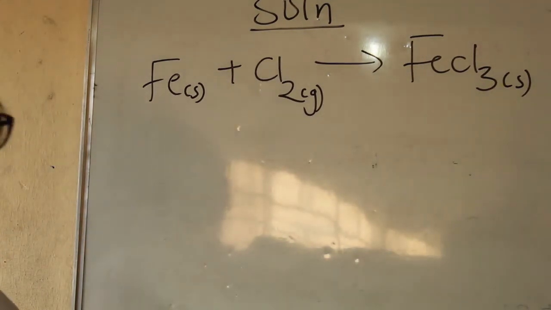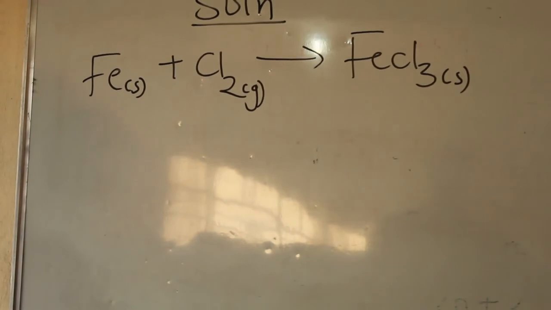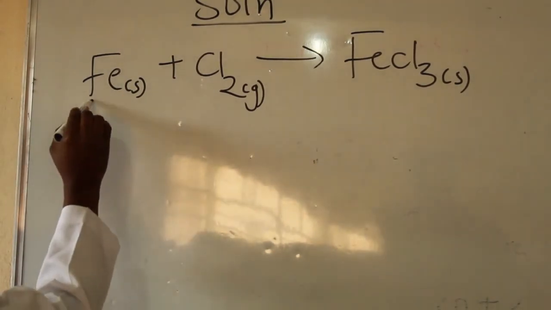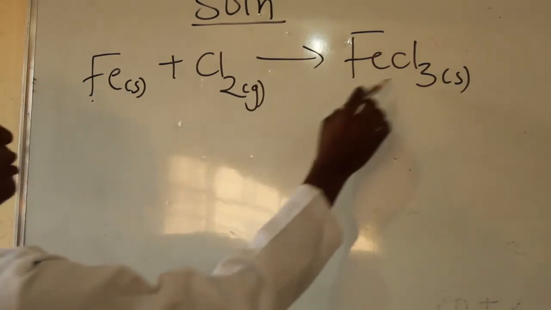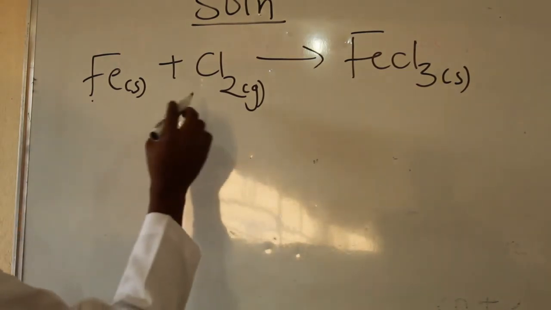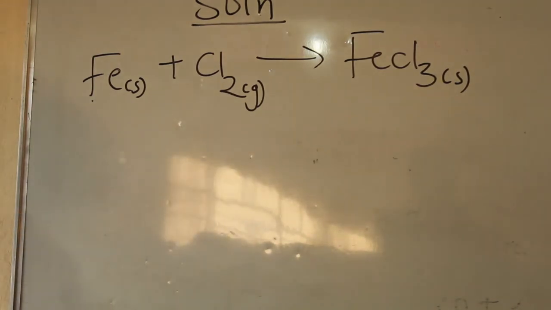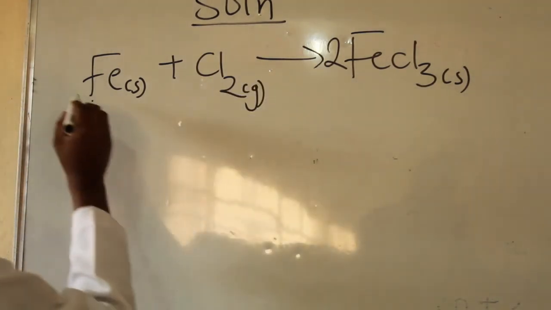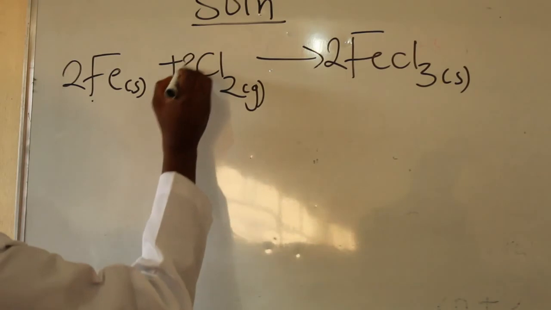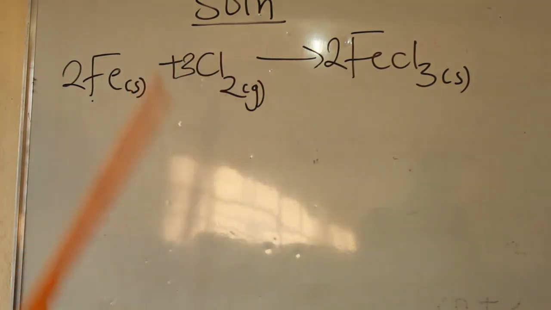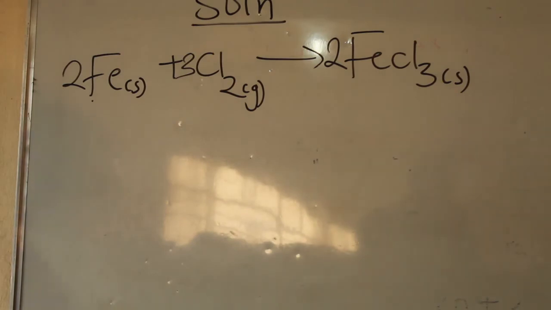The next thing is to know if the reaction is balanced or not. Here you have 1 iron, and you have 1 here, but our chlorine is now 3. What do you do? The easiest way to balance this is to add 2 in front of this compound. Now chlorine is 6, and iron becomes 2. So you quickly balance the iron by adding 2 here, and then chlorine is 6 here, so you add 3 here. That means 3 times 2 will give us 6. Now the reaction is balanced.